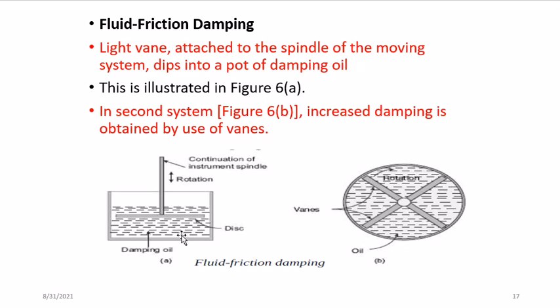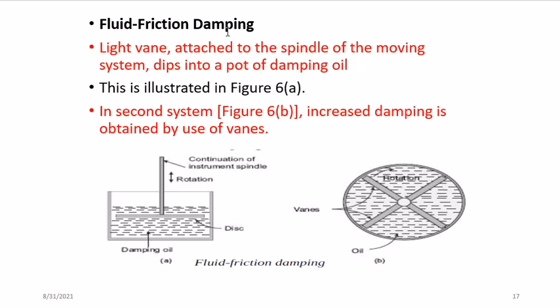And here I have my moving part, which supports a part that is going down into the liquid and coming up. If you get a light vane and attach it to the spindle of the moving part of the system, that is attached to your pointer, and you put it inside a pot that has oil, whenever you try to push it down you have to displace the oil, and in trying to do that you experience an opposition. That opposition is what is responsible for producing this damping.